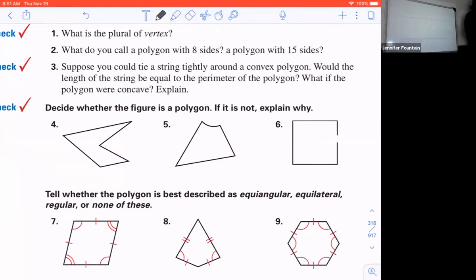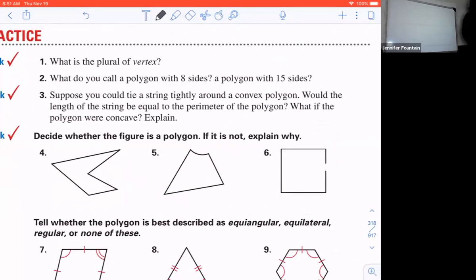Okay, so let's go ahead and take a look. Number 1 on guided practice, what did we say the plural of vertex is? Vertices, good. What do you call a polygon with 8 sides? Octagon, good. The prefix octo means 8. Think about octopus. Think about your stop sign as an octagon. It's 8-sided. What about a polygon with 15 sides? Pentagon. Pentagon, yeah.